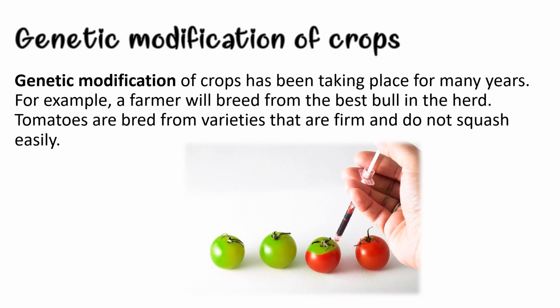Genetic modification of crops. Genetic modification of crops has been taking place for many years. For example, a farmer will breed from the best bull in the herd. Tomatoes are bred from varieties that are firm and do not squash easily.